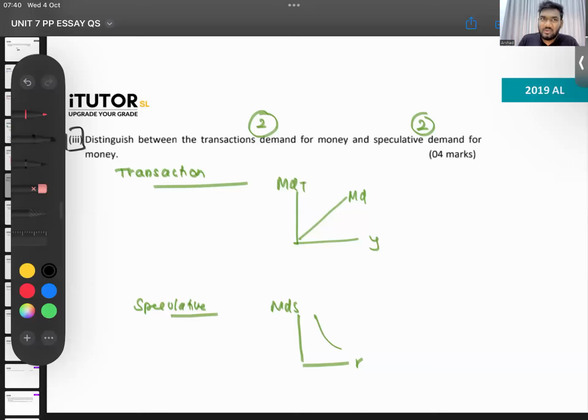How does the speculative motive work? When interest rates increase, what happens to the price of bonds? The price of bonds comes down. When interest rates increase, the price of bonds comes down. There is an inverse relationship. I'm not going into detail on how that works. When the price of bonds comes down, people now buy bonds. What they try to do is make a capital gain: buy at a lower price, sell at a higher price. So when the price of bonds comes down, people will buy bonds.